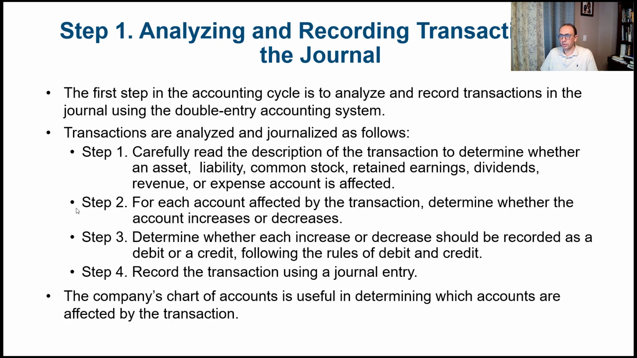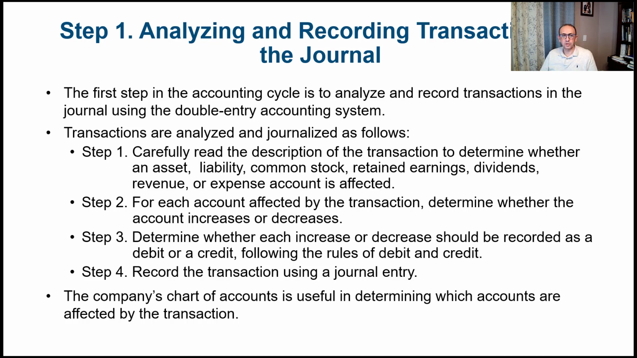So in the first step, we carefully read the description of the transaction to determine whether an asset, liability, common stock, retained earnings, dividends, revenues, expenses, any of these accounts is affected. And then in the second step, for each account affected by the transaction, we determine whether the account increases or decreases. And based on that, we are going to decide which one goes debit and which one goes credit. And then in the fourth step, we record the transactions using a journal entry.